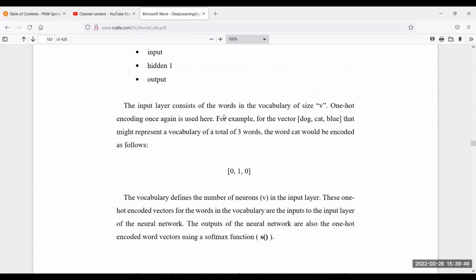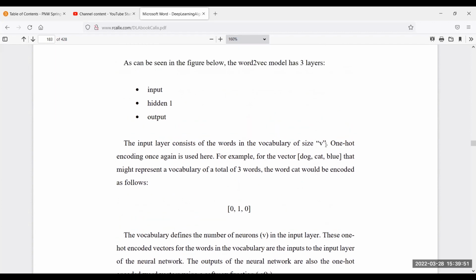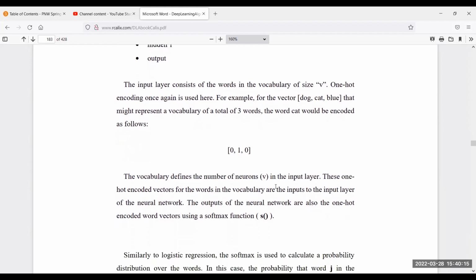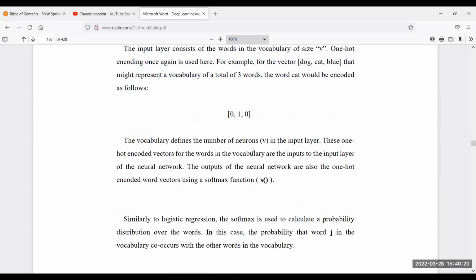The input layer consists of the words in the vocabulary of size V, so you can see it's pretty big. They're one-hot encoded. Remember, if we have the vector dog, cat, blue, for the word cat we do 0, 1, 0. And this is for a vocabulary of just 3 words. Obviously, if you have 50,000 words, this is of size 50,000. So hopefully this makes sense. The vocabulary defines the number of neurons in the input layer.